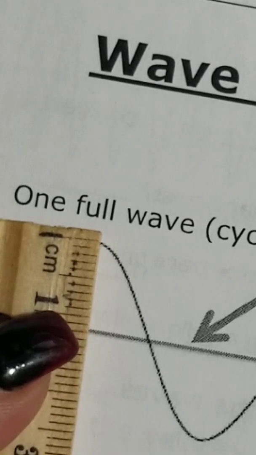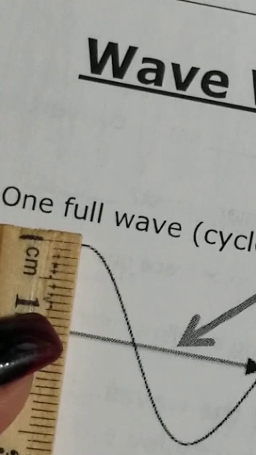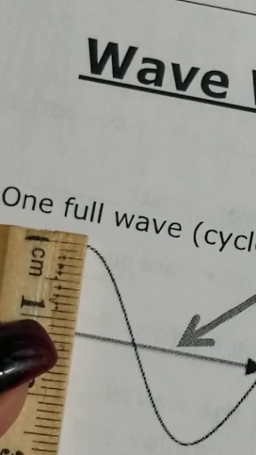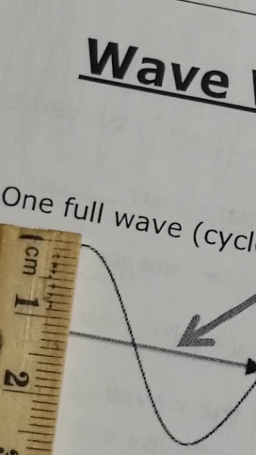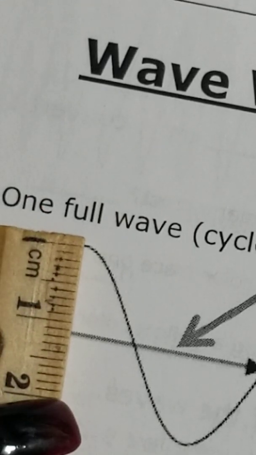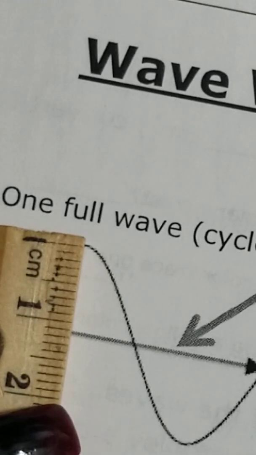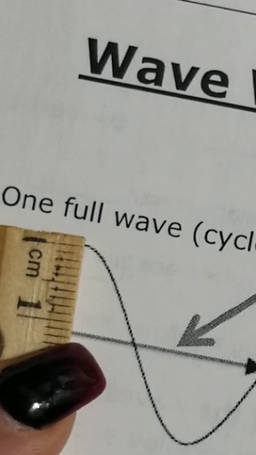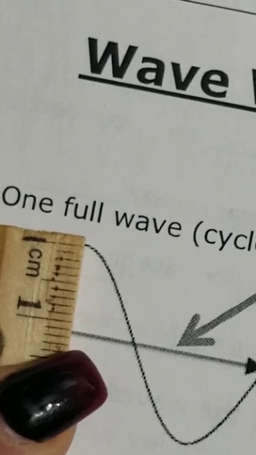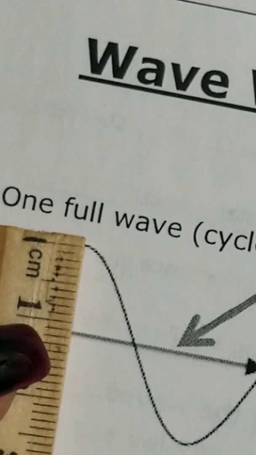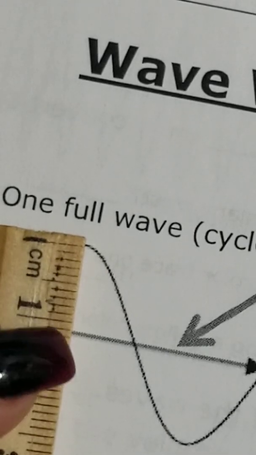I keep moving my ruler over here. I'm going to make sure that I'm lined up correctly at the top of the crest to the equilibrium, and I think my ruler's a little bit off. I don't think it's straight. There we go. I've got 1.1. If you gave me 1.2, I'm okay with that. But you can definitely tell that it's not 1 even. It's below the number 1.